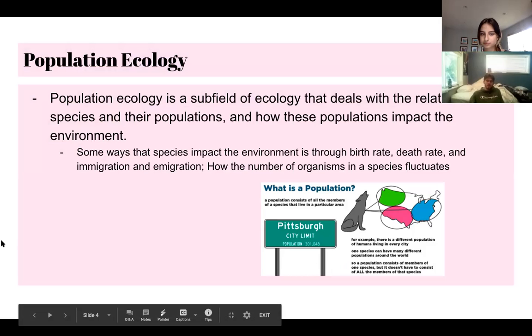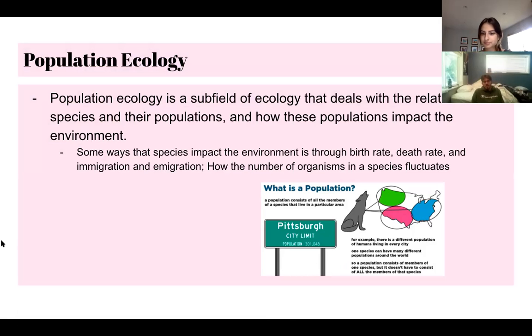Next is population ecology. Population ecology is a subfield of ecology, and it deals with the relations of species and their populations and how these populations impact the environment. Some of the ways that the species impact the environment is through birth rate, death rate, immigration, and emigration. Basically, how the numbers of organisms within a species fluctuates.